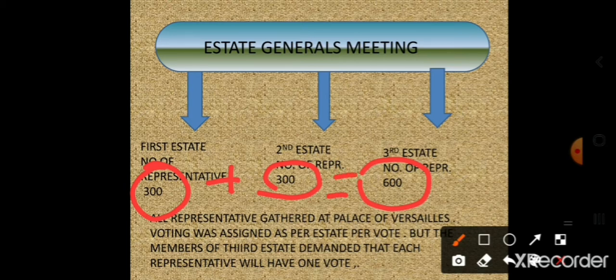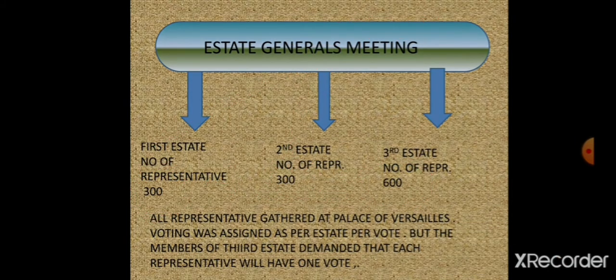And we all know that these two estates were not going to give any kind of taxes to the king, because they were privileged and did not have to pay taxes. That is why the people of the third estate demanded that every representative should have one vote in this meeting. By this, they could at least be equal to both estates, and that is how they could deny the proposal of increasing taxes.